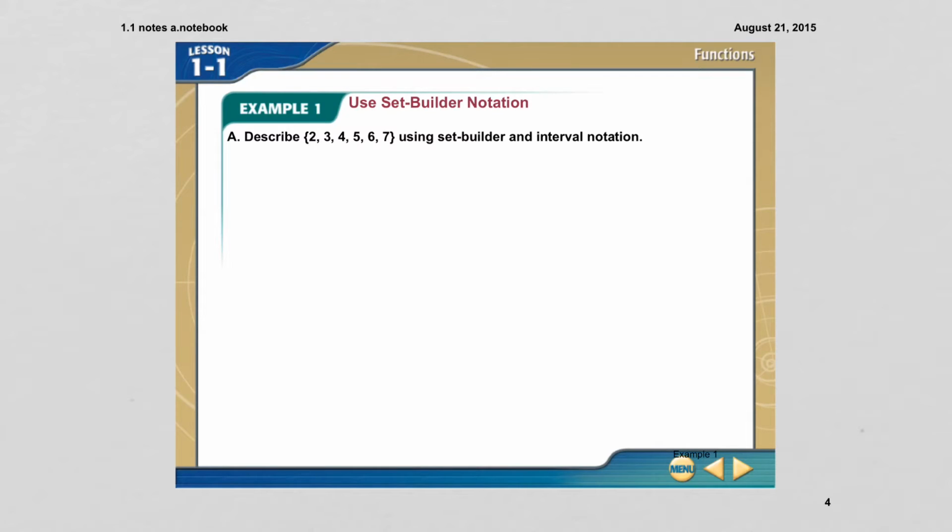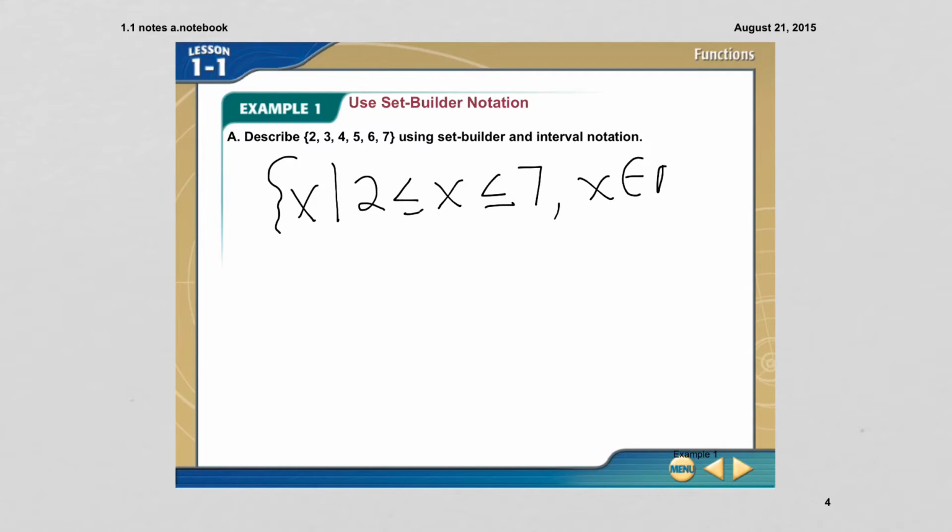Okay, we're going to be using set builder and interval notation. So first, let's look at this using set builder notation. This is a set that includes natural numbers greater than or equal to 2 and less than or equal to 7. So we would write it in set builder notation as x such that 2 is less than or equal to x is less than or equal to 7, where x is an element of the naturals.